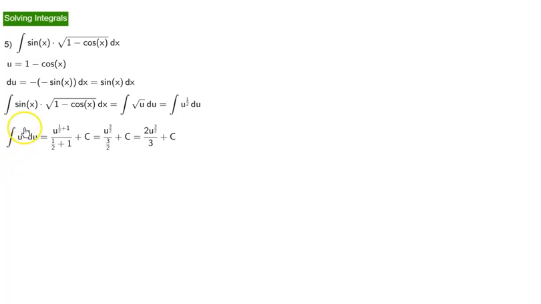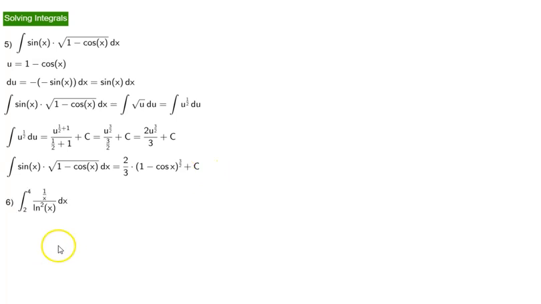So integral u to the power of 1 by 2 du is equal to u to the power of 3 by 2 divided by 3 by 2 plus c, which becomes 2u to the power of 3 by 2 by 3 plus c. So we get 2 by 3 times (1 minus cos x) to the power of 3 by 2 plus c. Sixth one.